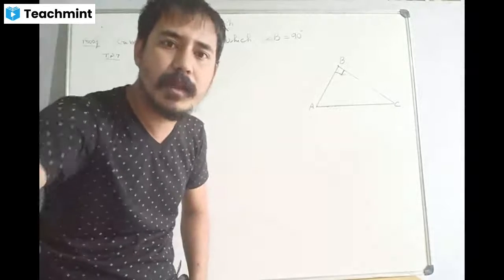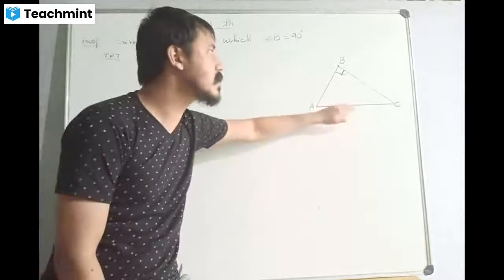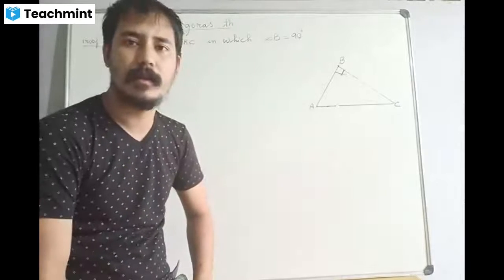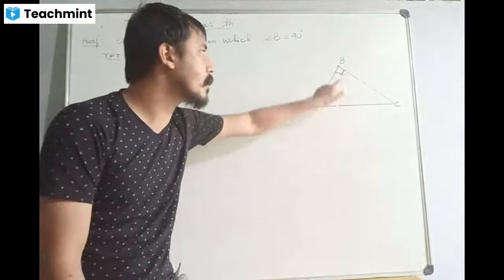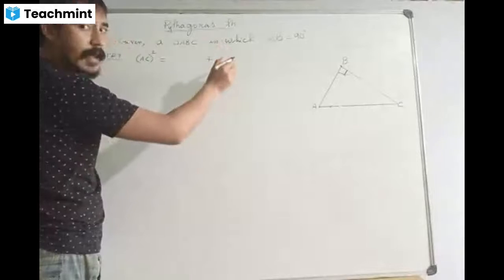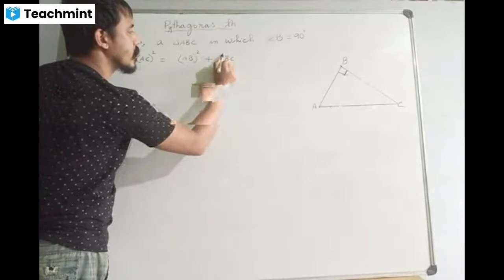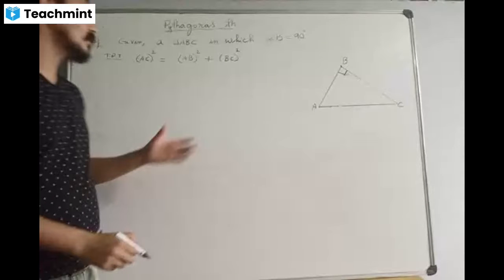If you are still confused, the only thing you need to remember is that the side which is opposite to your 90-degree angle is the hypotenuse. So AC square is equal to the sum of squares on the other two sides, which are AB and BC. So AB square plus BC square.